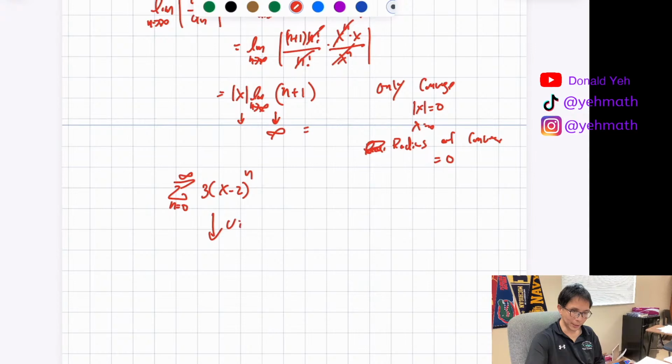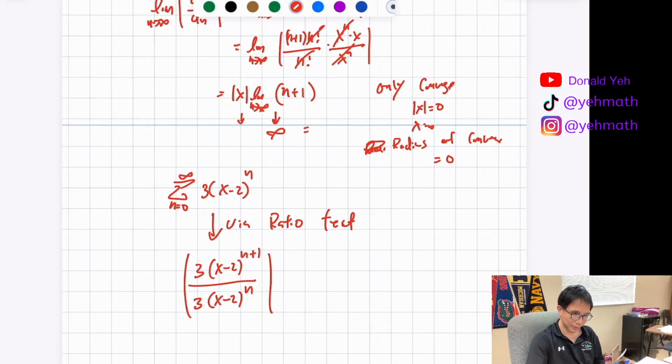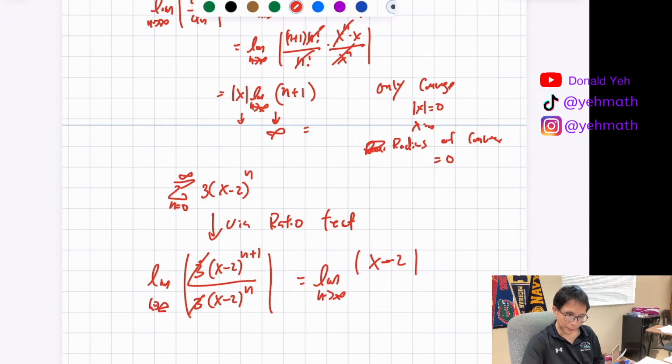So via the ratio test. Anytime I want a radius of convergence or interval of convergence, I'm going to use the ratio test. It'll be 3 times (x minus 2) to the n plus 1 over 3 times (x minus 2) to the n, limit as n approaches infinity. Obviously, the 3 cancels out. It's equal to the limit as n approaches infinity of the absolute value of x minus 2. That's it.